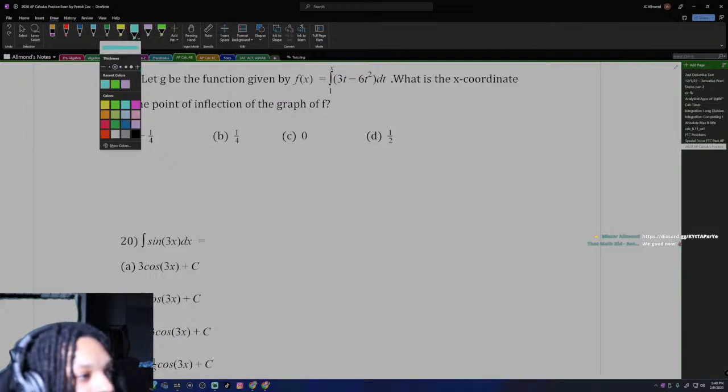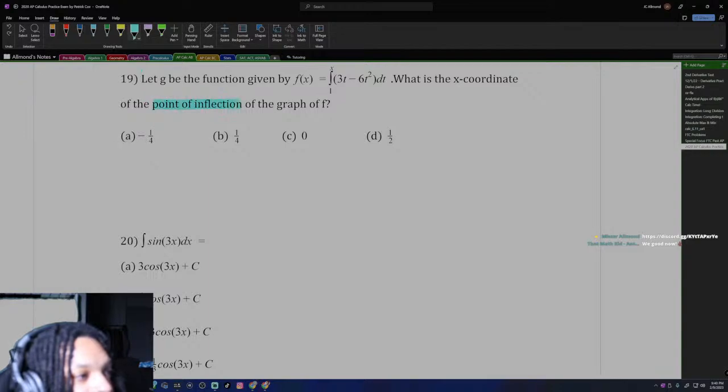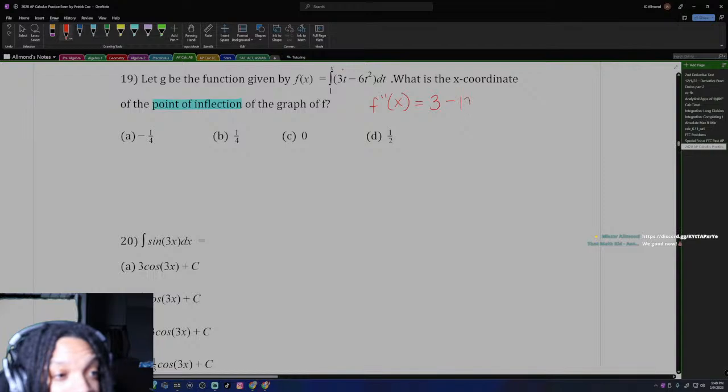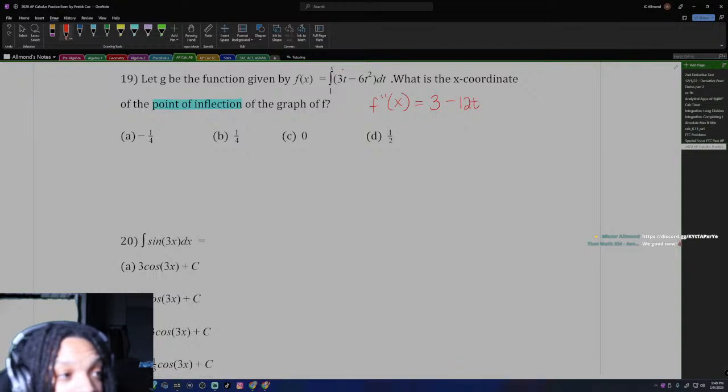All right. So point of inflection is what I was trying to highlight. Remember, points of inflection can be found when taking the second derivative. So I gotta look at f double prime. So f double prime of x. Well, there's f of x. So f prime of x would just be the function itself. So f double prime would be the derivative of the function itself, which would just be 3 minus 12t, or 12x.